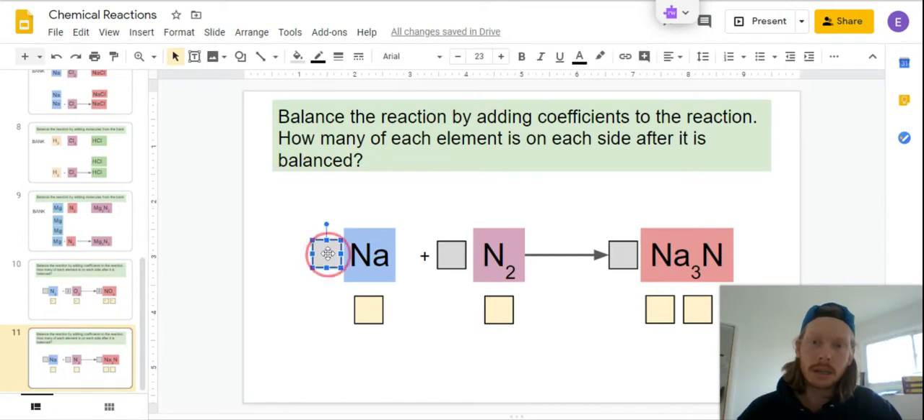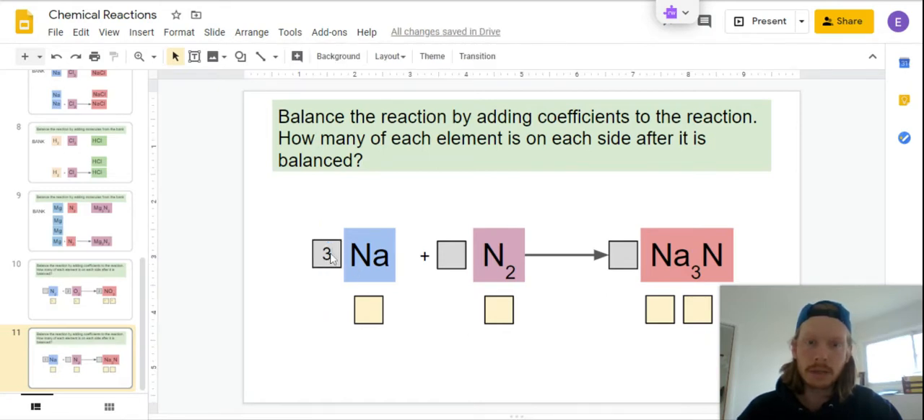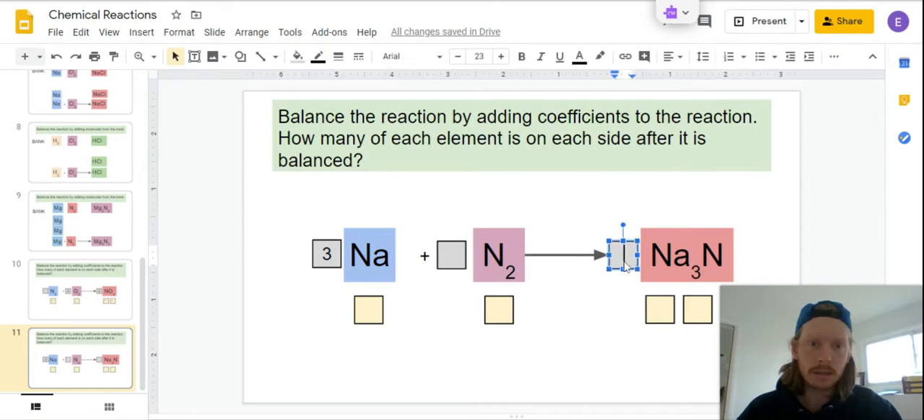So I'm going to need to triple this guy, right? Put a coefficient of 3 there. So I have 3 groups of it instead of 1. Okay, so now I have 3 sodiums and 3 sodiums. My nitrogens are wrong too, though. So I have 2 nitrogens and only 1 nitrogen. I need to double this side.